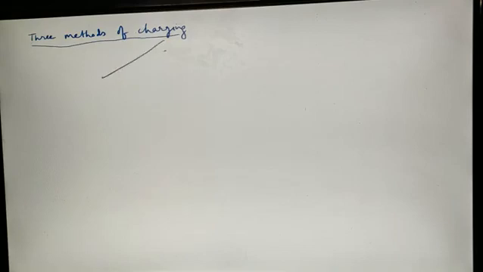So I was talking about there are three methods of charging. Charging again means disturbing the balance of the number of protons and electrons. So I said there are three methods of charging. Number one, friction. Number two, conduction. Number three, induction.